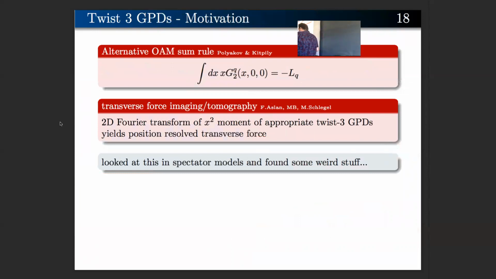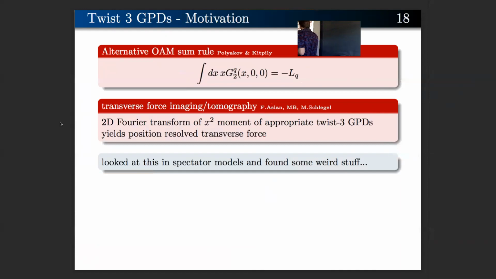Now, I would like to switch topics and talk about twist 3. There are several motivations to look at that. One is that Polyakov and Pili some years ago suggested a sum rule, alternative to the G-sum rule, for orbital angular momentum, and it involves a twist 3 generalized parton distribution. I'll show a definition in a little bit.